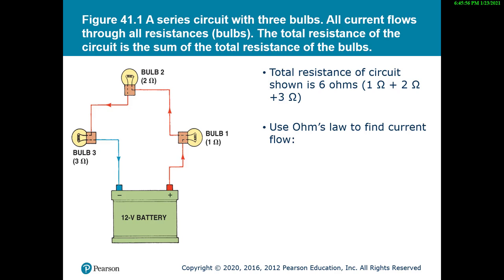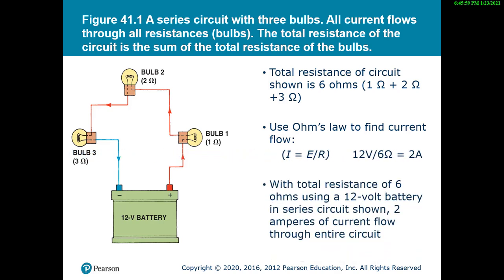Because I know I have 6 ohms of total circuit resistance, and I know my battery voltage is 12, I would divide the 6 ohms into the 12 volts to give me a total current in my circuit of 2 amps.